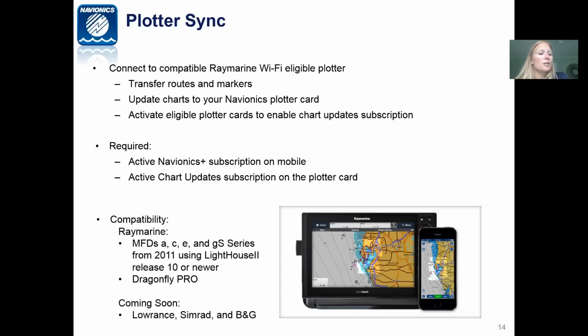You can also activate eligible plotter cards so that you can enable the chart update subscriptions. It does require that you have an active Navionics Plus subscription on mobile and an active chart update subscription on the plotter card. So just make sure that you have your Navionics Plus subscription on your mobile, and when you buy your chart card for your chart plotter, just make sure that you activate the chart updates subscription when you buy the card.